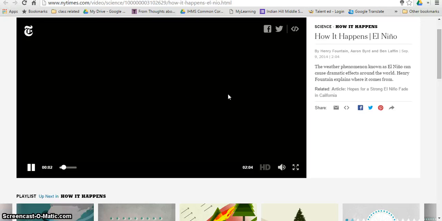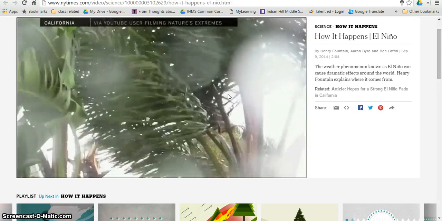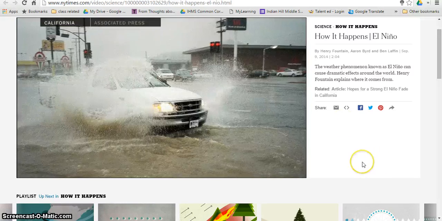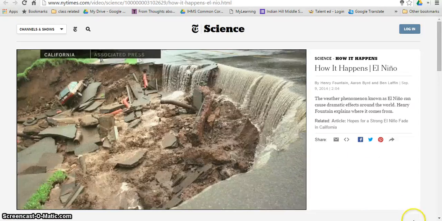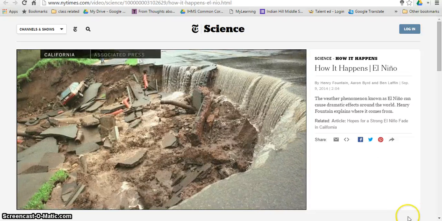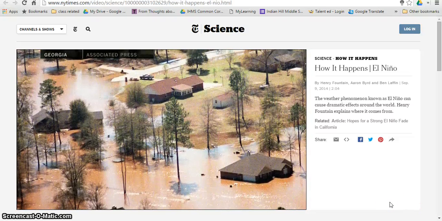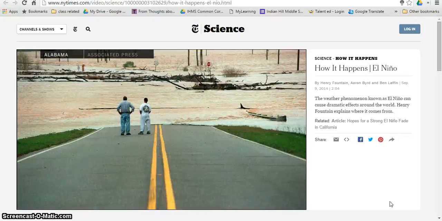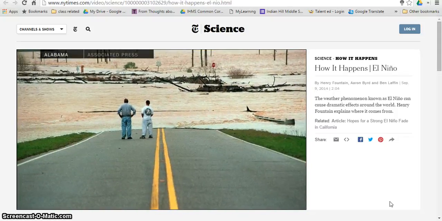A phenomenon called El Nino can disrupt weather patterns around the world. In 1998, it caused devastating floods and mudslides in California. Around the same time, it also caused floods across the South. But it all started thousands of miles from either location.